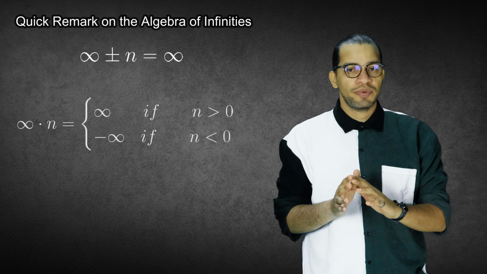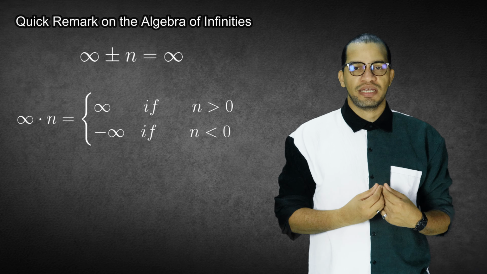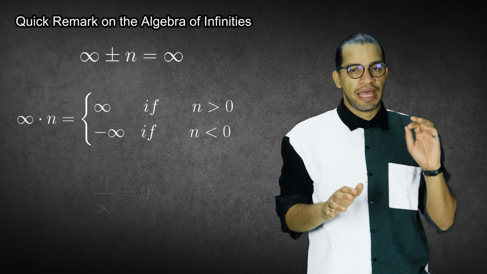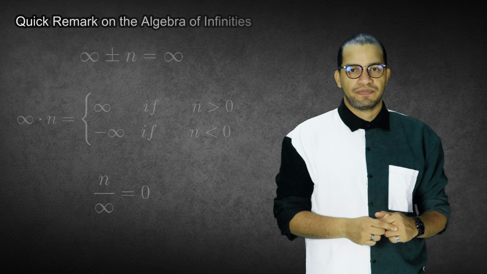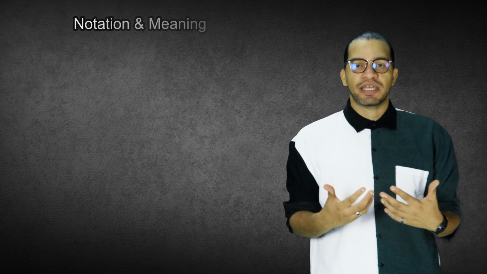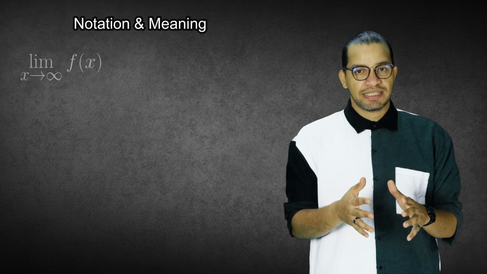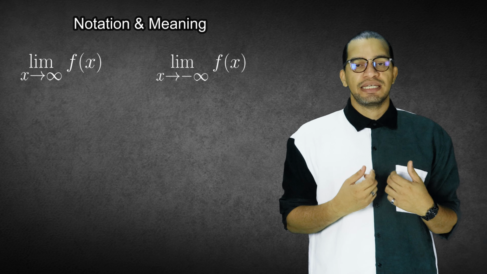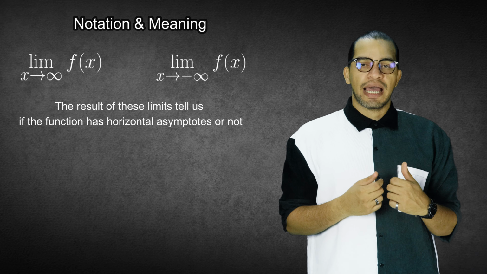Infinity times any number will be infinity if the number is positive, or negative infinity if the number is negative. And any number n divided by infinity will be equal to 0. Now, the symbol for infinity can come in handy when it comes to limits, because every time that we're trying to analyze the limit when x goes to infinity or minus infinity of any function, what we're trying to analyze is actually if the function has any horizontal asymptote.